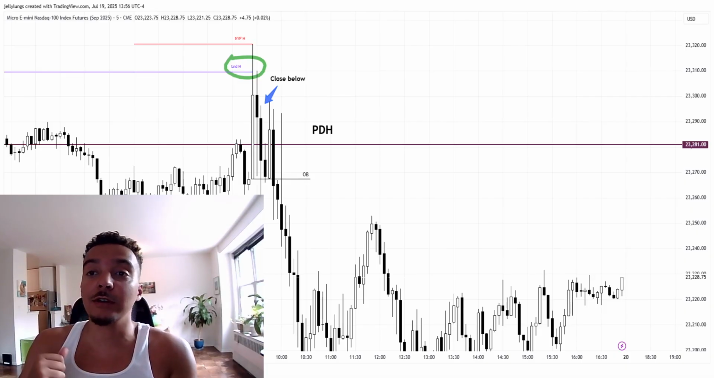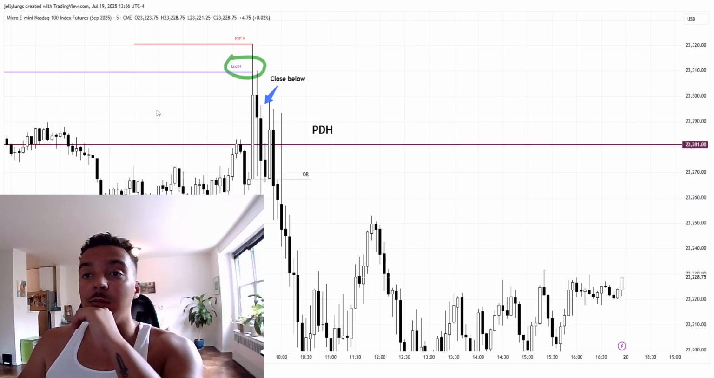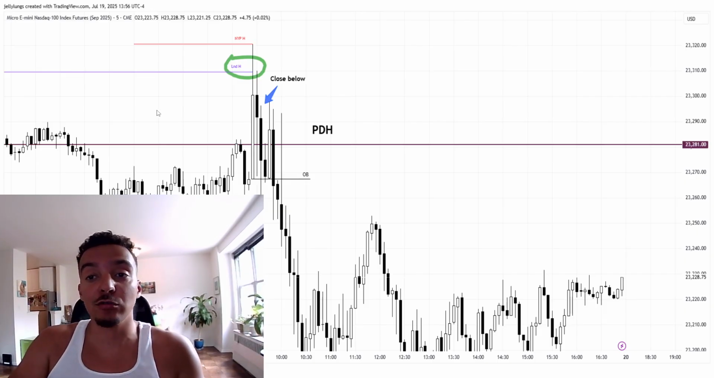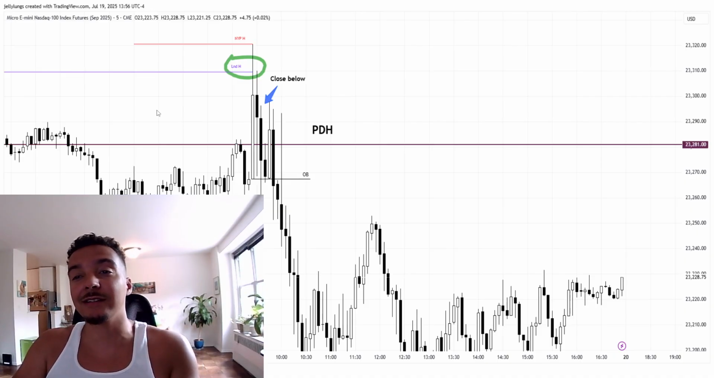I'm going fast because this is actually an intermediate strategy. It's for people who have already been in the space. But if you're new, I can walk through every single step, very slow and meticulous.